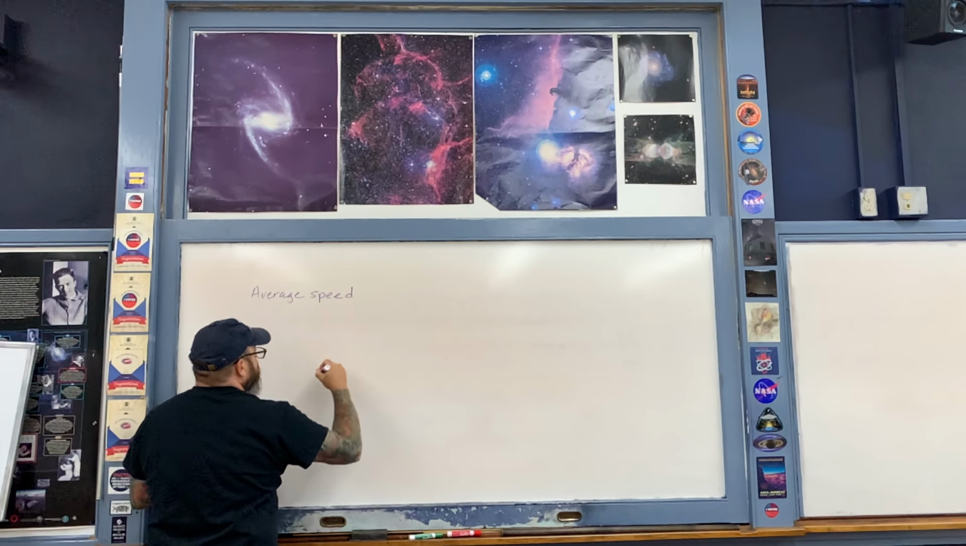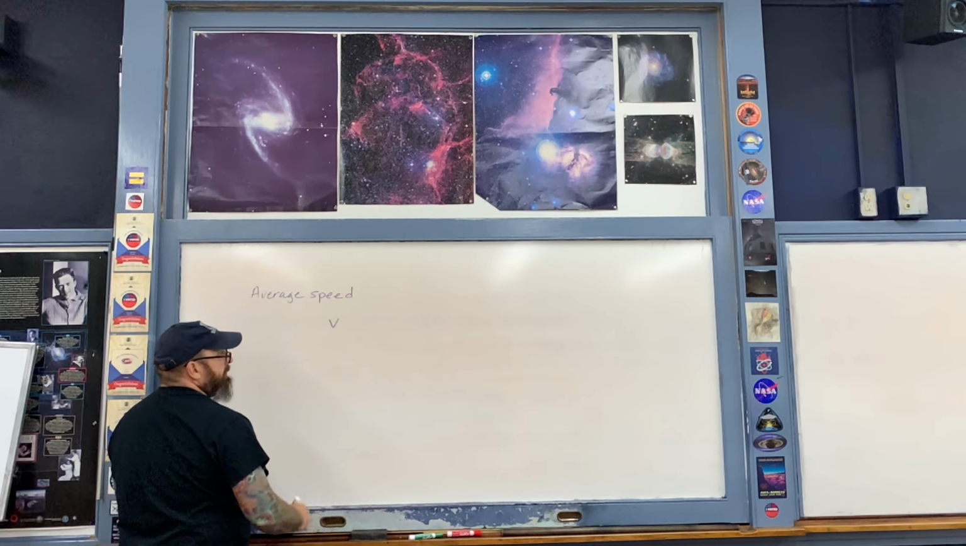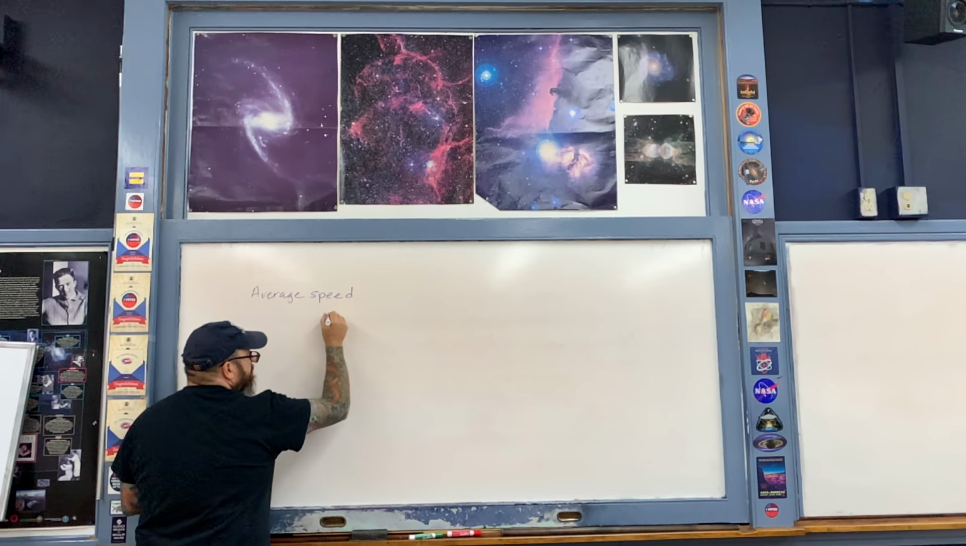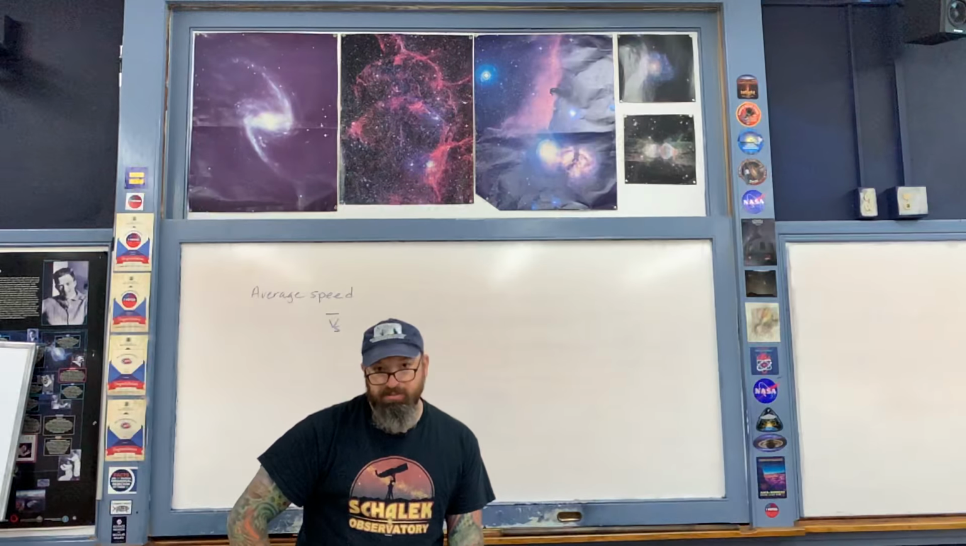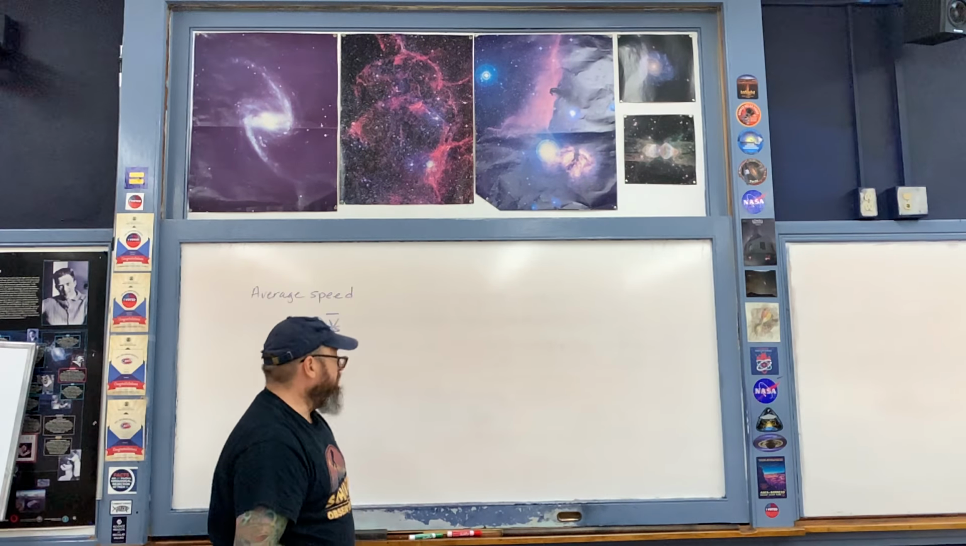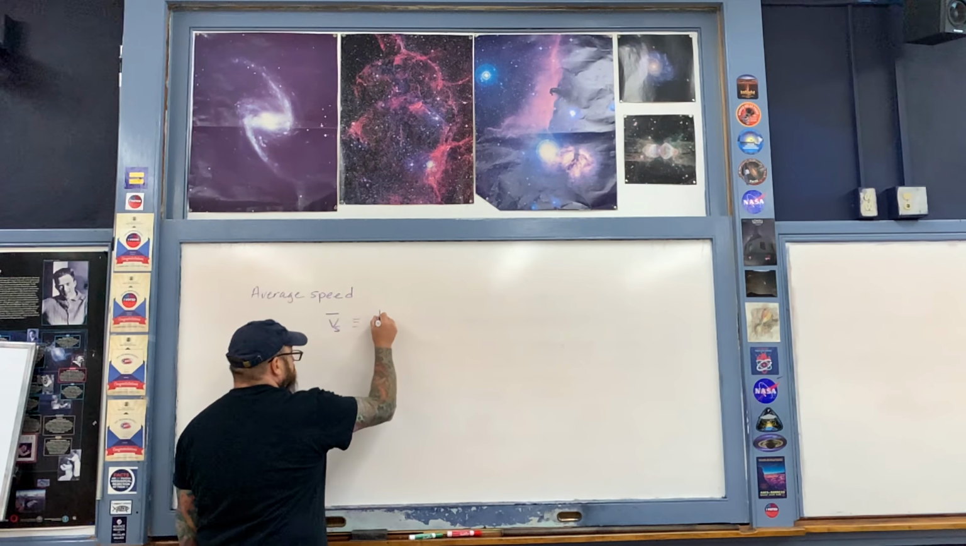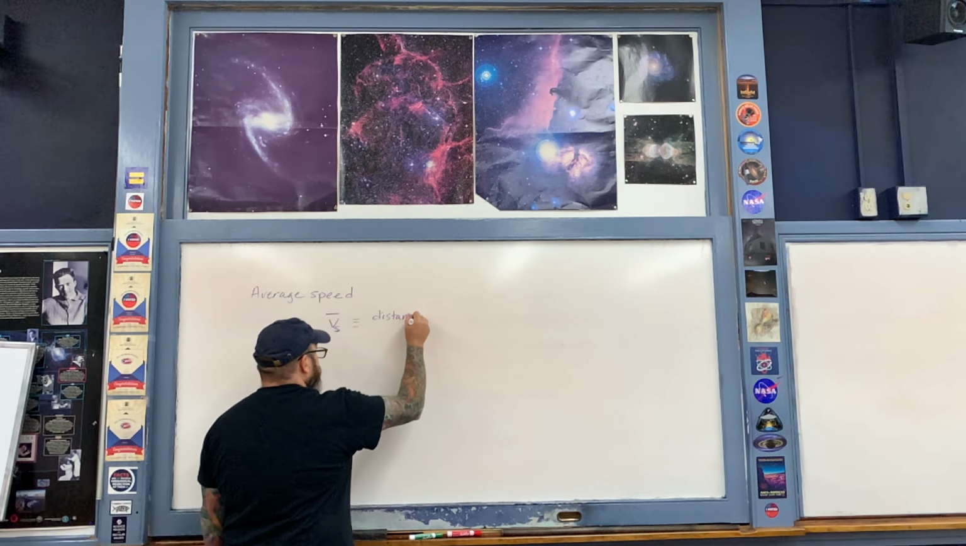Okay, average speed is denoted as the letter v. There's a subscript s next to it to indicate speed, and then we put a bar symbol above like so. The bar symbol specifically means average. Now, by definition, average speed is equal to distance divided by time.